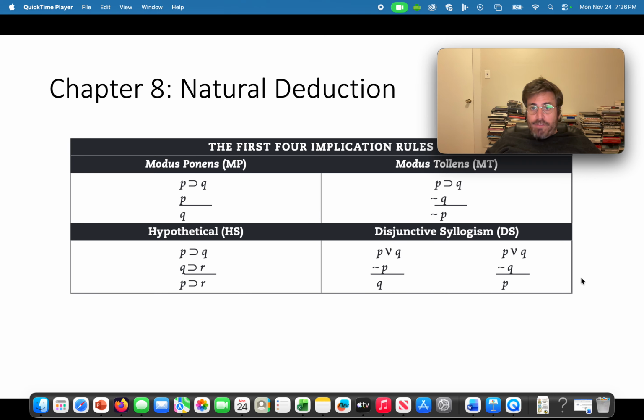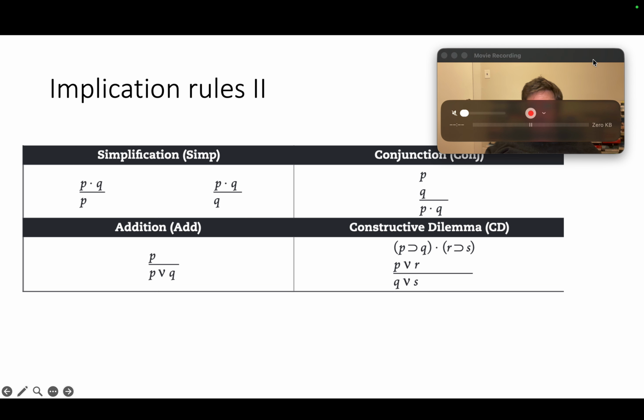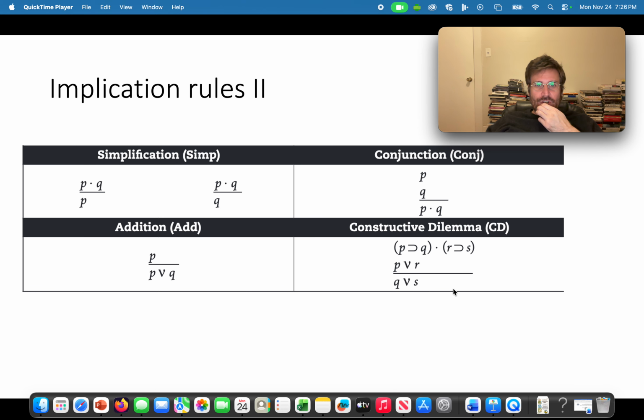All right, so just to recap briefly, these are our first four rules of implication: modus ponens, modus tollens, hypothetical syllogism, disjunctive syllogism, and then we have entered the terrain of the second set of implication rules: simplification or simp, which just refers to a simplification of a conjunction, P and Q. Conjunction or conj, which brings together standalone variables into a conjunction, P and Q. Addition allows us to add any statement we like to a simple statement, P, through disjunction, P or Q. And then constructive dilemma is the conjunction of two conditionals, both if P then Q and if R then S. Either P or R, therefore either Q or S.